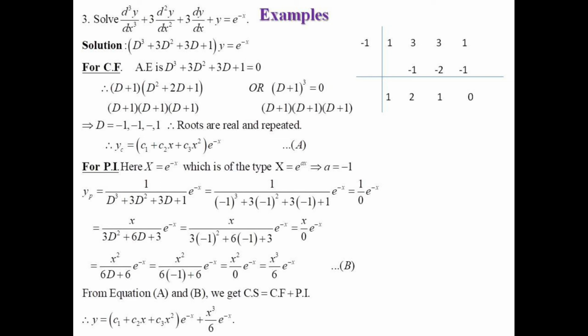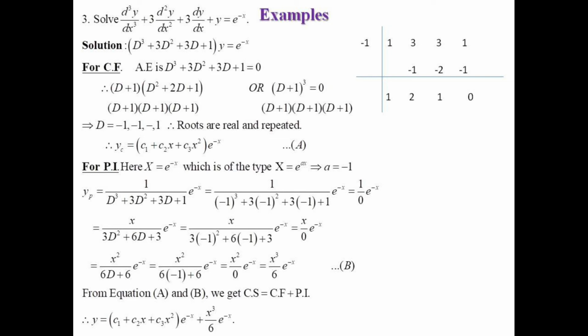So in this way we can easily find out the value of the particular integral, and we are denoting this by equation B. So if we combine these two solutions together, then we get the value of the complete solution, which is given as y is equal to (c1 plus c2x plus c3 x square) e raised to minus x plus x cube upon 6 e raised to minus x.